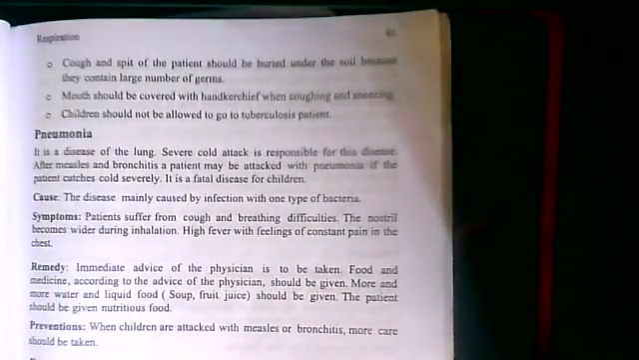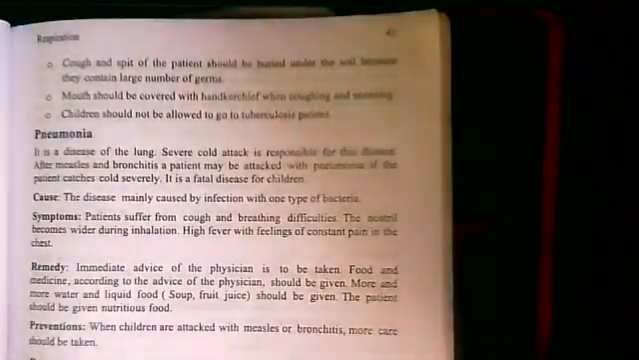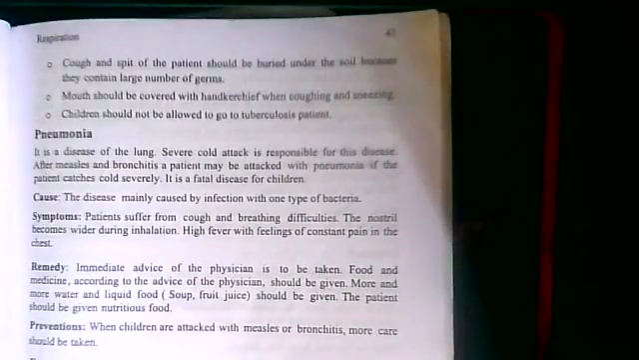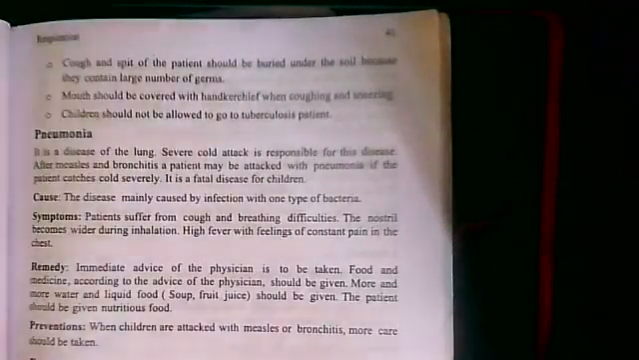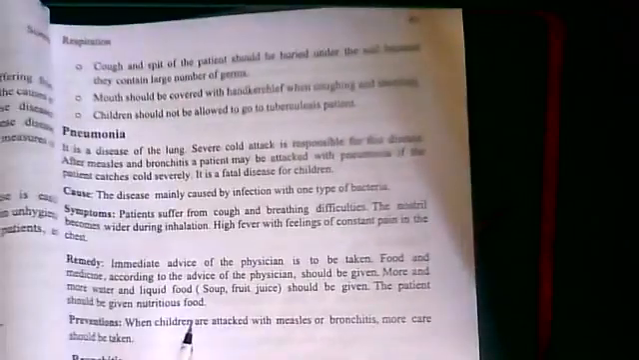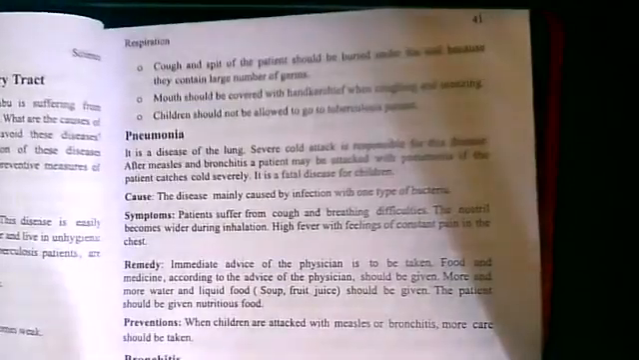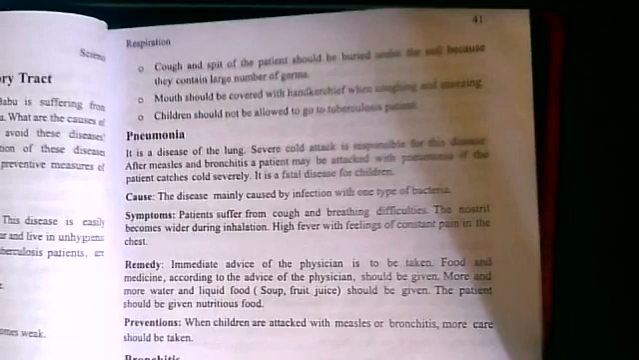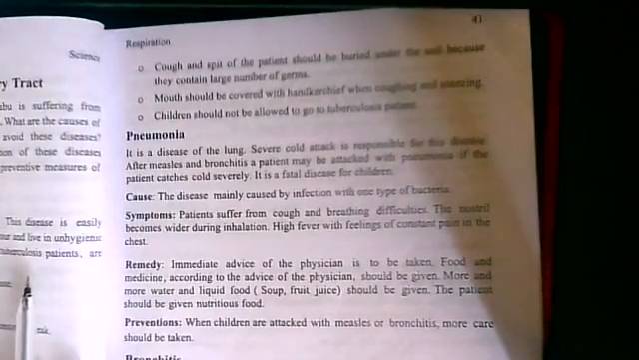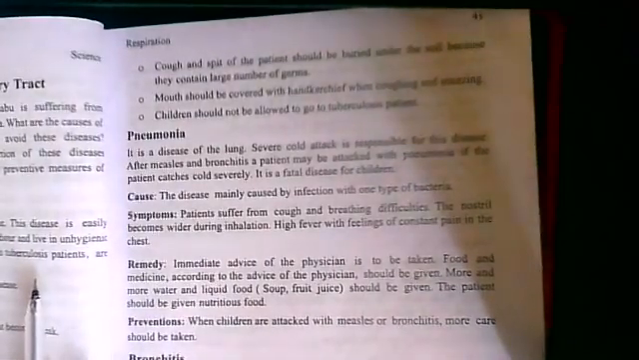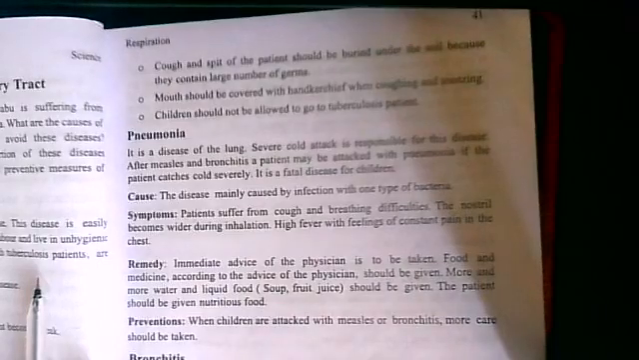So tuberculosis, shortly we call TB, is one of the common respiratory diseases. So you have to learn this disease: the description, the symptom, remedy, prevention, and the causes. So this is important.